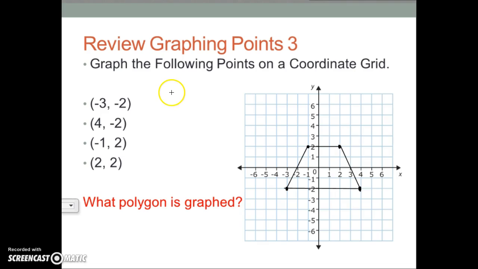So this one, there's no right angles. I can see I have one set of parallel lines. This one, if you're thinking trapezoid, trapezoid is correct for this one. So if you have the list of four-sided shapes, you can use that to figure out which four-sided polygon is being graphed.